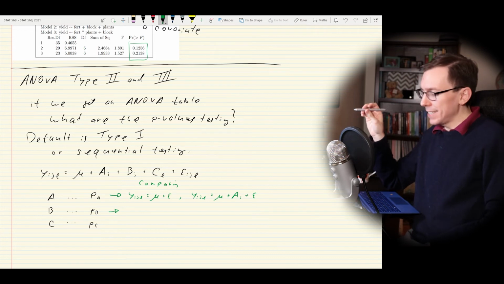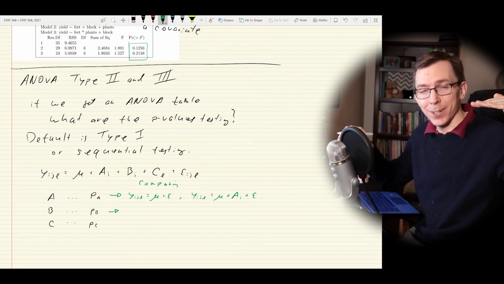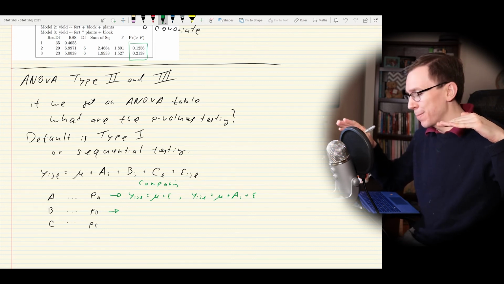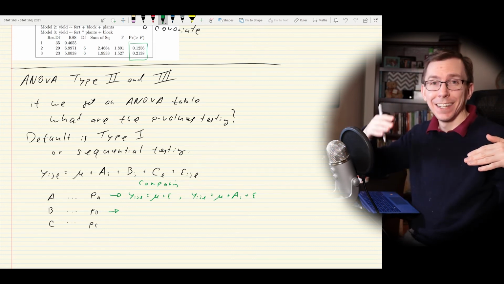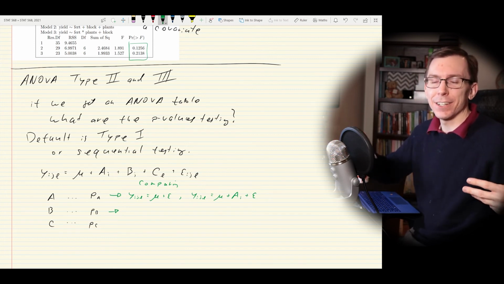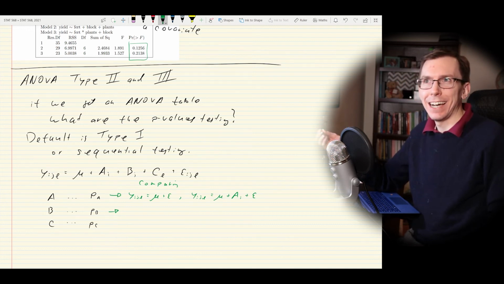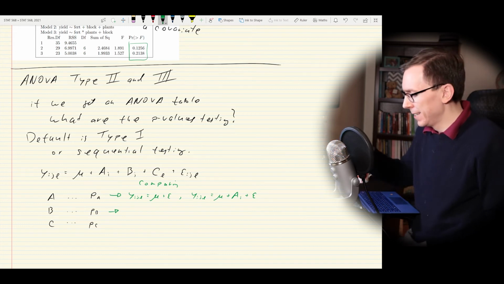So we're not actually testing B and C yet. We're just saying, okay, I can either have a model that's just a constant term mu or a constant term mu with factor A in it. Which one is better in some sense? That is, does including A in the model actually add anything to my ability to correctly predict Y?